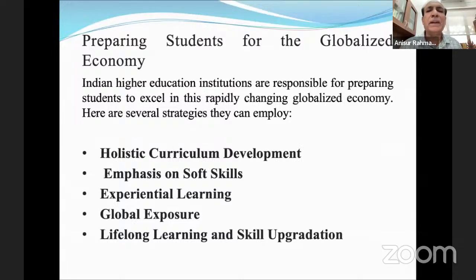So how are we preparing our students for the globalized economy? I think if you see this issue, again, Indian higher education institutions are responsible. Is there any other question, please?